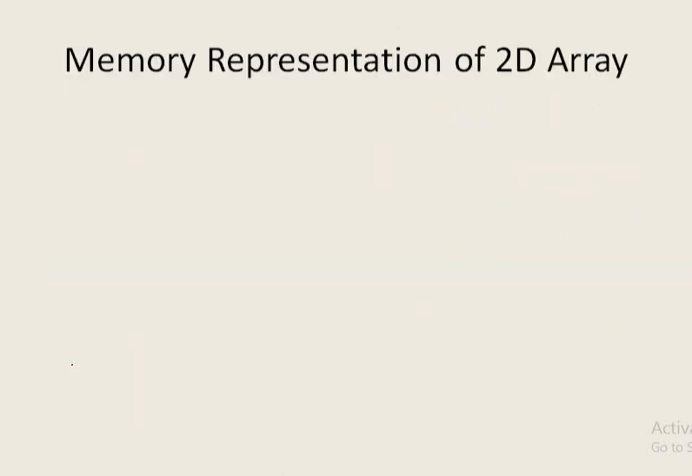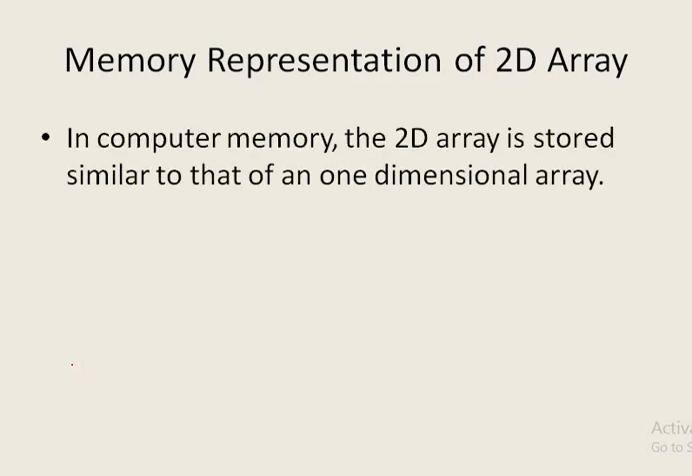Now let us see how to represent a two-dimensional array in memory. We have seen that we represent a two-dimensional array in a matrix form. It is only to identify for a user. So from the user's point of view, you can represent a two-dimensional array as a matrix. But in actual memory, it is not stored in matrix or table form. In computer memory, the two-dimensional array is stored similar to a one-dimensional array. So here you have to map the two-dimensional array into a one-dimensional array in memory.